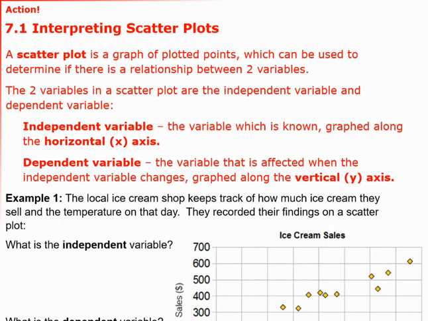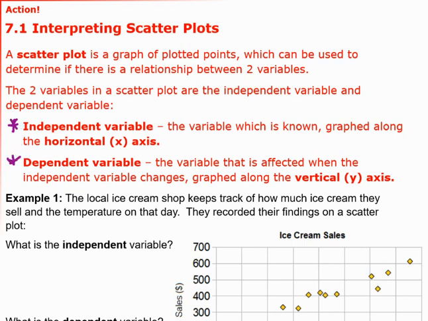Okay, so when we are interpreting scatter plots, a scatter plot is a graph of plotted points, which can be used to determine if there's a relationship between two variables. The two variables in a scatter plot are the independent variable and the dependent variable. These are two very important definitions to remember, so you need to read these over a couple times.